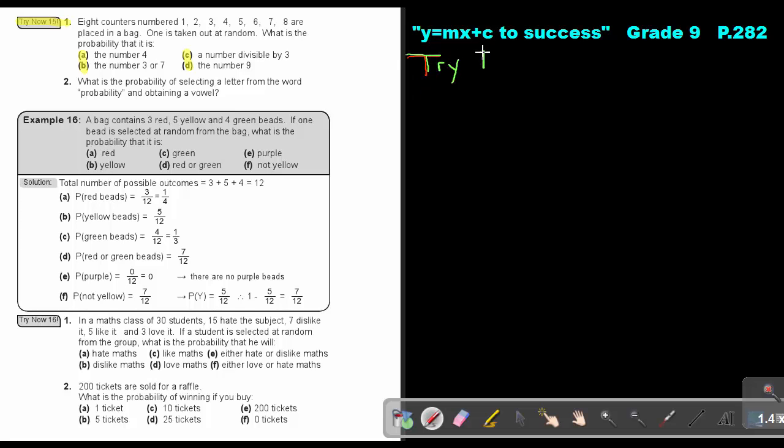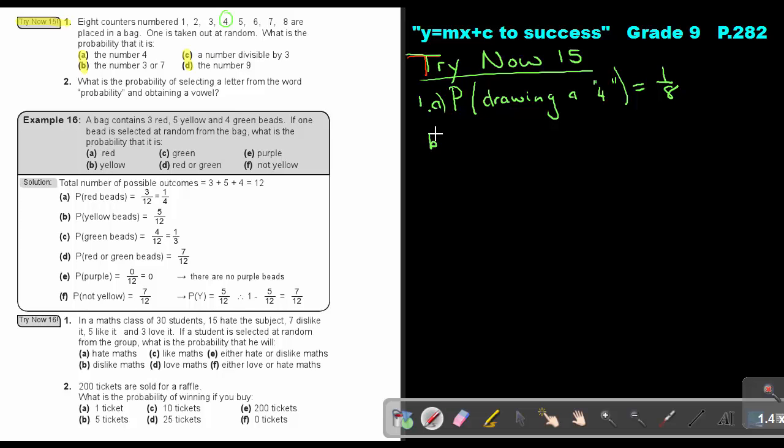Okay, Try Now 15. Let's start with number 1. 8 counters are numbered and placed in a bag. One is taken out at random. What is the probability that the number is 4? So the probability of drawing a 4, and there's only one 4 in these 8 cards, so it's 1 out of 8.